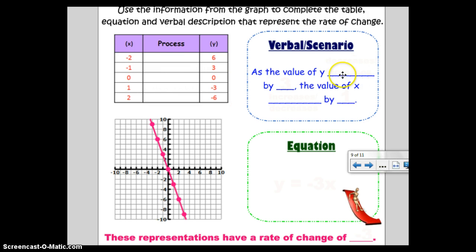As we fill in the verbal, we can say as the x value increases by 1, the y value decreases by a value of 3. Or we could say that as the y increases, the x value decreases, because my line not only goes left and up, but down and right. My rate of change is going to be -3, so y equals -3x.